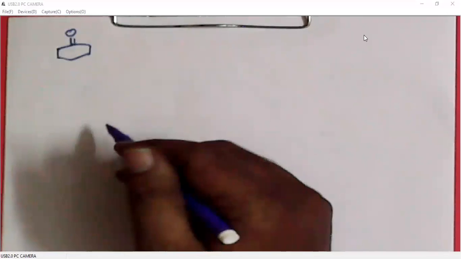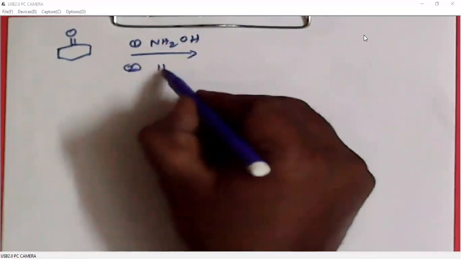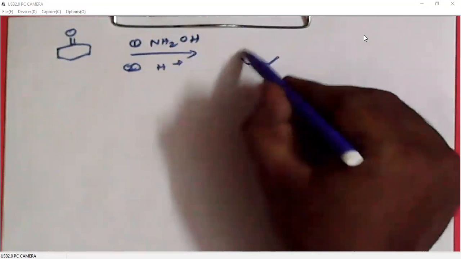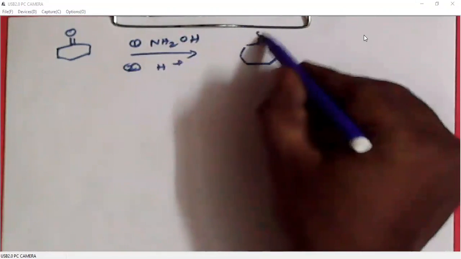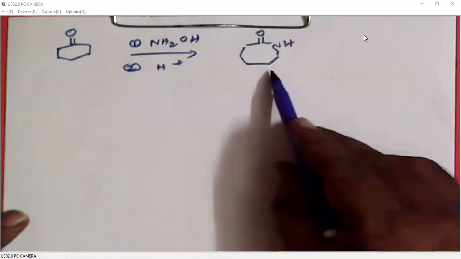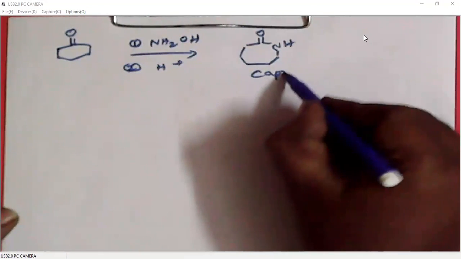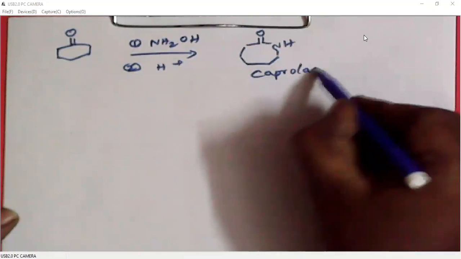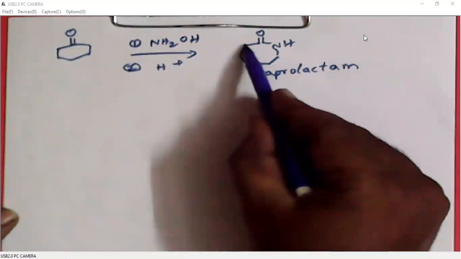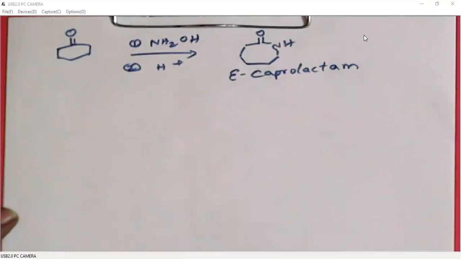When cyclic ketones are treated under Beckmann conditions, they will generate lactams. It is a 6-member system. After alkyl migration, it becomes 7-member. It is called caprolactam. Alpha, beta, gamma, delta, epsilon. Epsilon caprolactam.